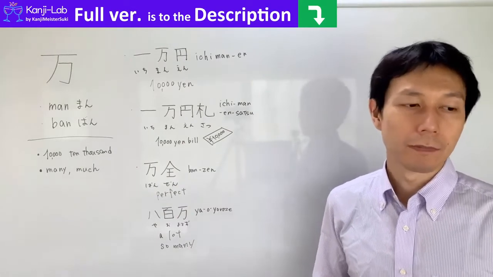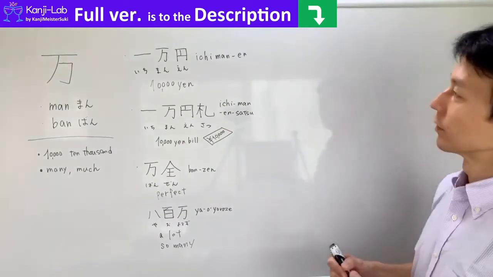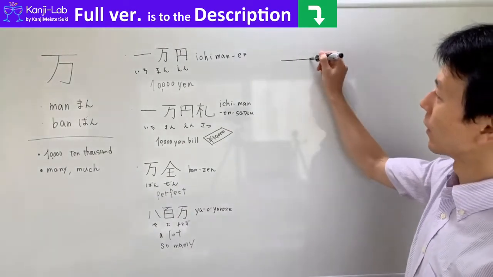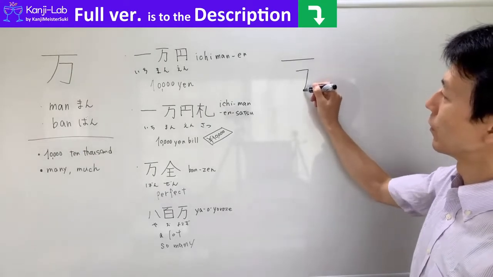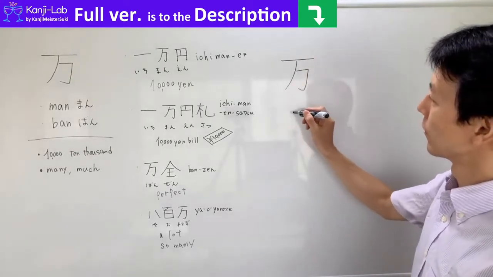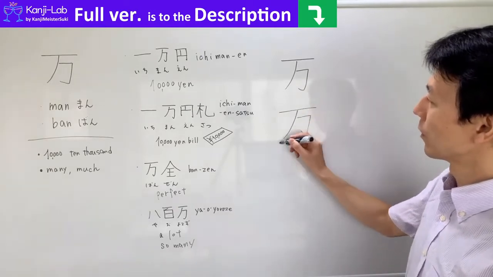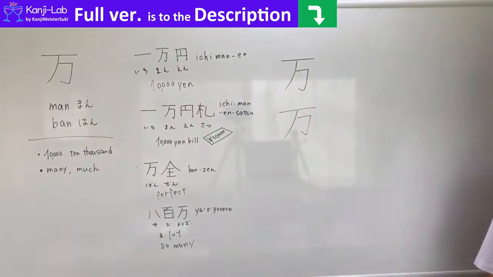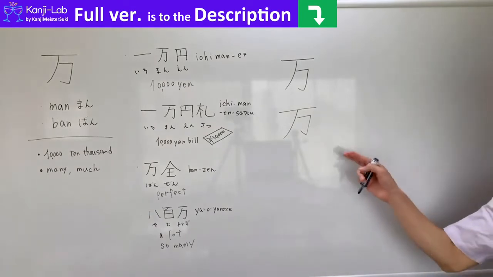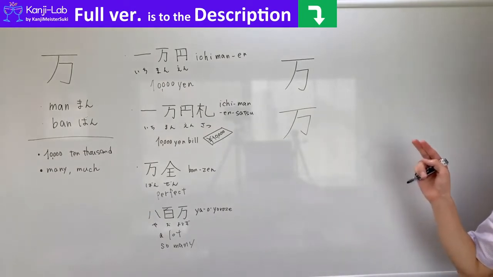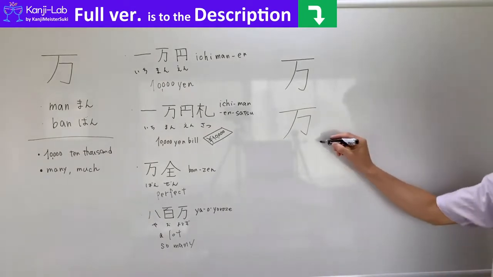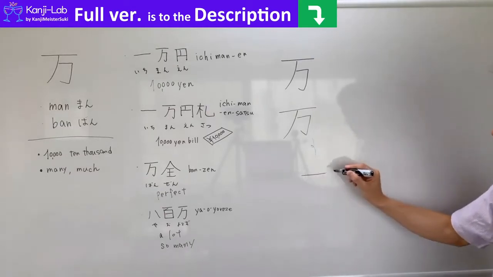Write it like this. Let's write it together. 1, 2, 3. It's three strokes, and the radical of this character is 1.